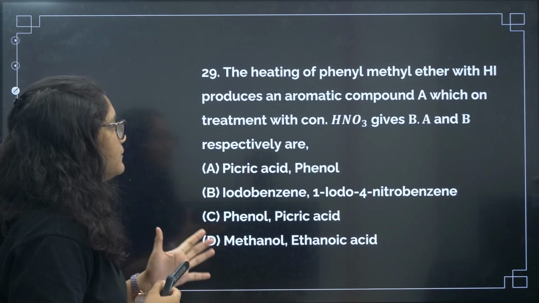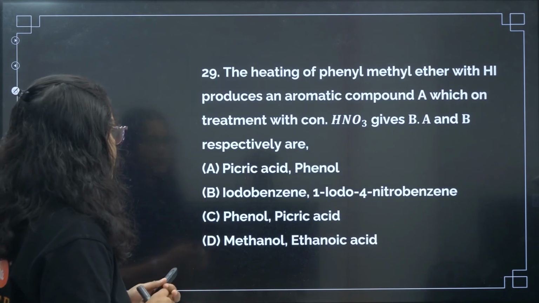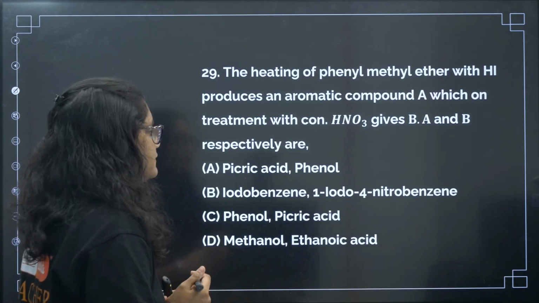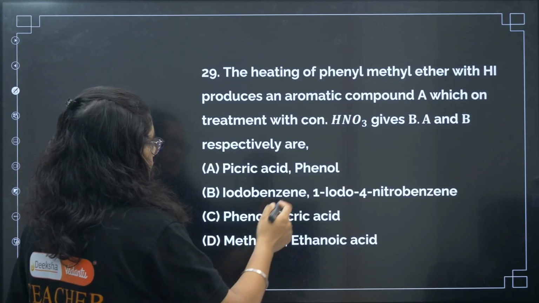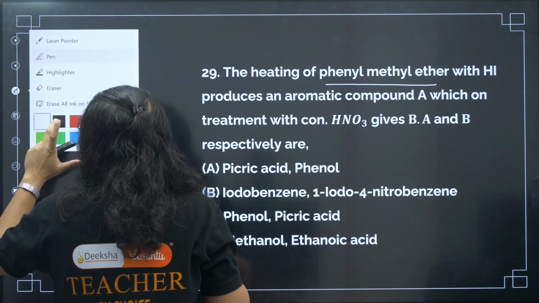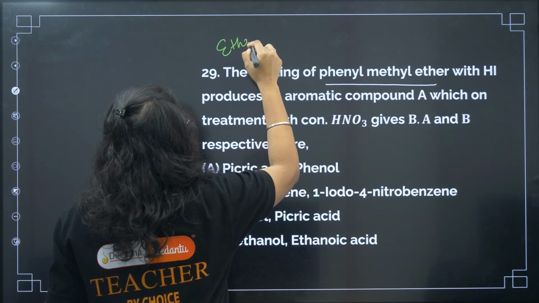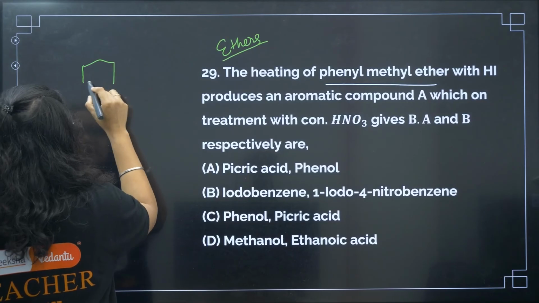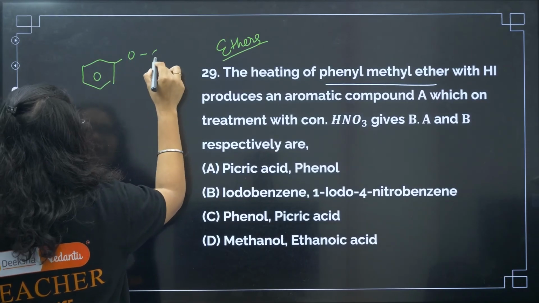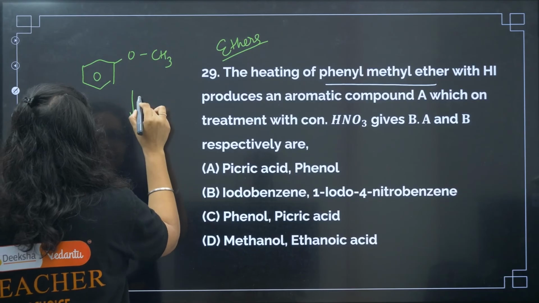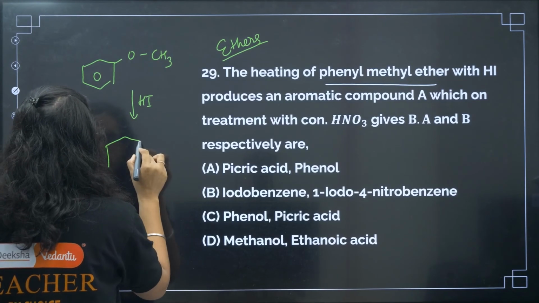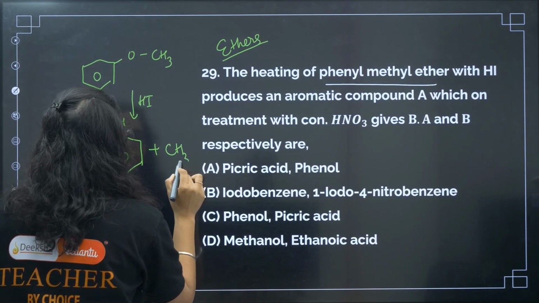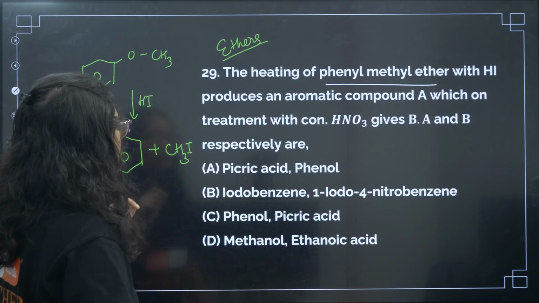The heating of phenyl methyl ether with HI produces an aromatic compound A, which on treatment with concentrated HNO3 gives B. So A and B respectively are. So this question is from your chapter on alcohols, phenols and ethers. So the compound here is phenyl methyl ether. Now if you treat it with HI, we'll get phenol, OH, okay, and then we'll get iodomethane, CH3I.